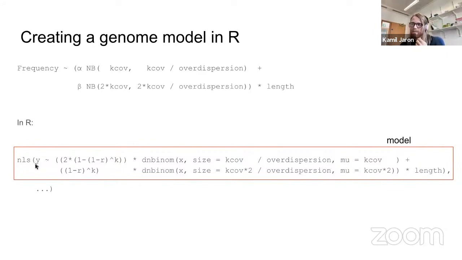So y will be our frequencies, and they will be explained by this alpha term times negative binomial with x, which are our coverages. And the parameters of the negative binomial will be the k-mer coverage divided by overdispersion, which will be the dispersion parameter, and mu, which is the mean, which is the k-mer coverage. I actually don't know why I flipped them around. I could have done it another way. Then there is the second negative binomial, and the whole thing is multiplied by length.